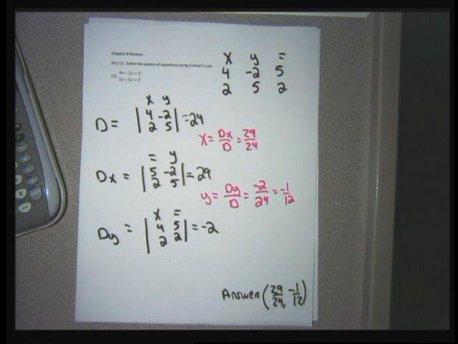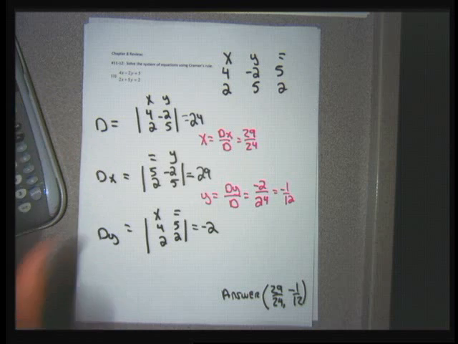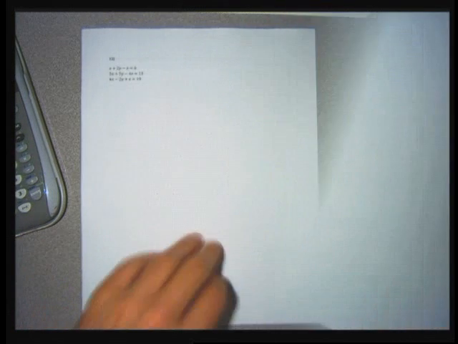12 is another Cramer's rule. I'm going to need 4 determinants: D, D sub x, D sub y, and D sub z. If I'm doing these problems, I want to do my answer ahead of time.